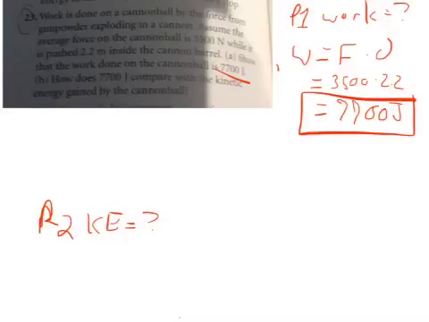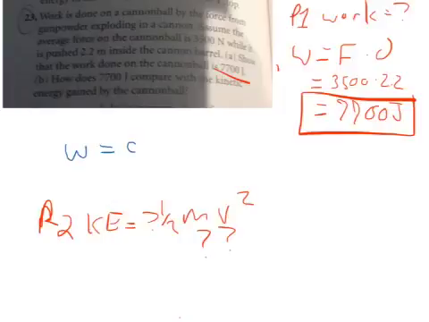And now we want to compare that to the kinetic energy gained. Well, kinetic energy equals mass times velocity squared times 1/2. I don't know the mass, and I don't know the velocity. So there's one very important thing that you do need to know, though. The work done by an object equals the change in kinetic energy.